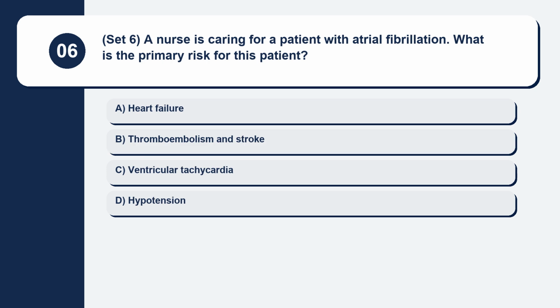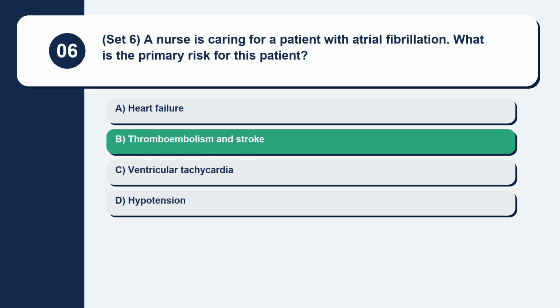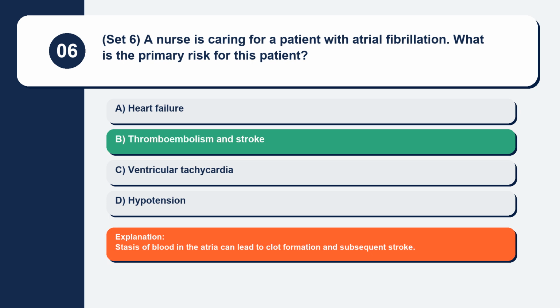Question 6. Set 6. A nurse is caring for a patient with atrial fibrillation. What is the primary risk for this patient? Heart failure, thromboembolism and stroke, ventricular tachycardia, hypotension. Stasis of blood in the atria can lead to clot formation and subsequent stroke.